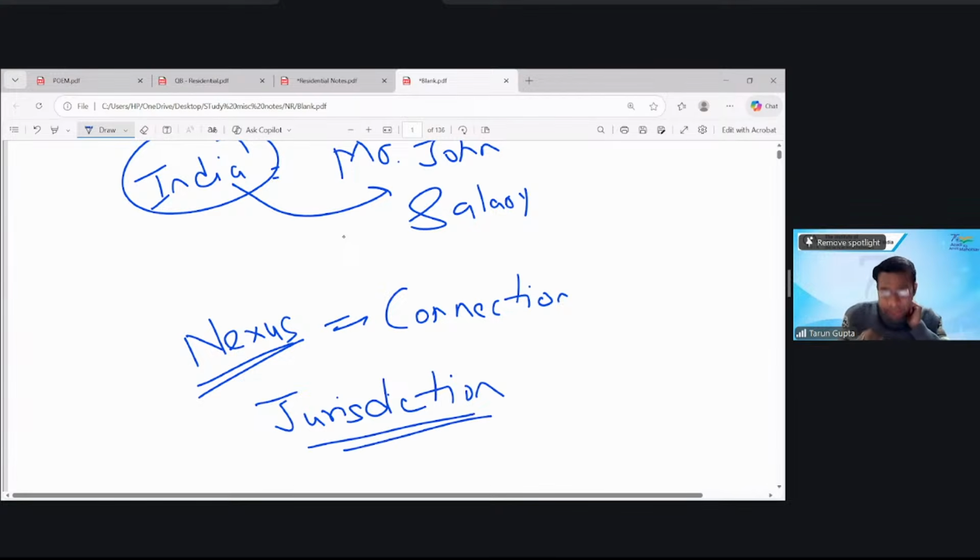Now, what does this mean? Jurisdiction means India doesn't have a right over the income or over Mr. John as a person. So neither does India have a right over the income of Mr. John, nor over Mr. John as a person. What I'm trying to say is that nexus is built either on you as a person, or on the income which you are deriving.